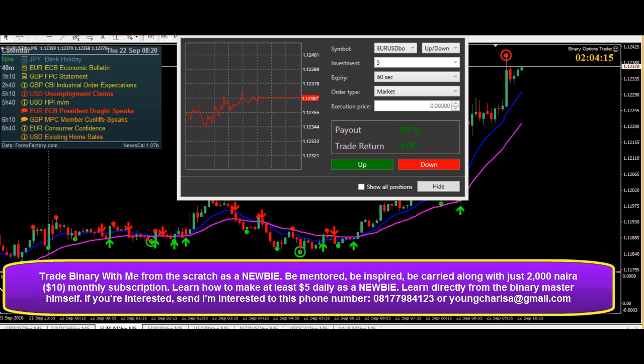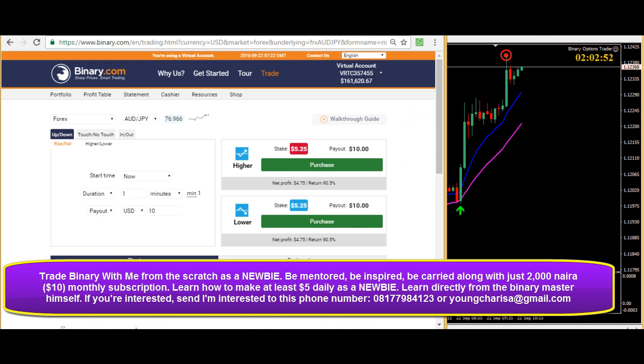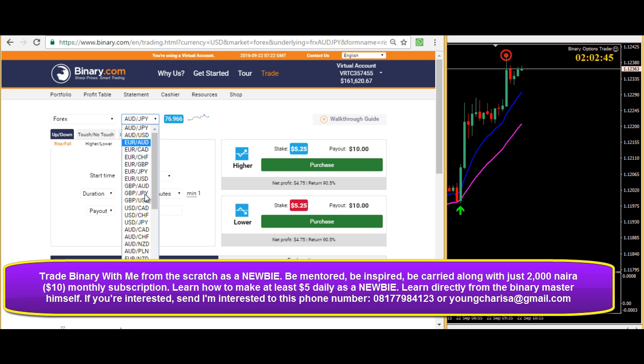In this manual setup, this is a manual binary setup. I'm using the NoahFS platform. On this very platform, I will be trading right away as I'm seeing the signal. In your own case, you might choose to use any other binary option platform like this. You might choose to use binary.com. It's another broker. All you need to do is to select your currency pair, any currency pair you want to trade.